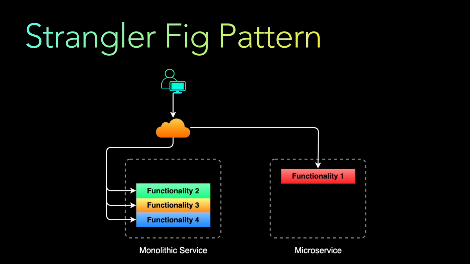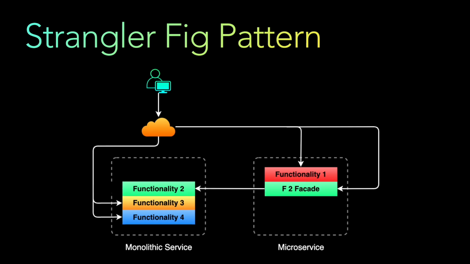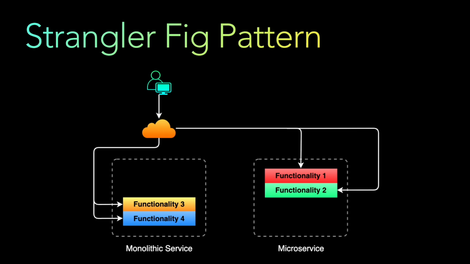Similarly, if we want to move functionality 2, how will we do? We'll first create a facade of functionality 2, let the request intercept to the facade in the microservice, and the microservice is going to call the core functionality in the monolithic service, right? Once you have tested, you have verified, then you can deprecate the functionality in the monolithic service and directly serve the request from the microservice itself, right?